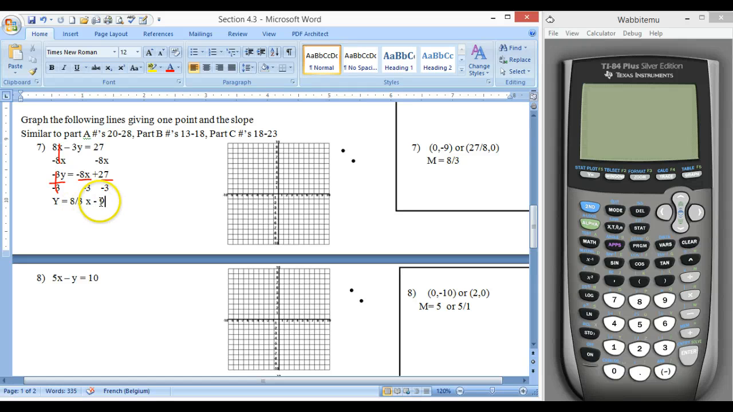All right, now the convenience here in rewriting it in slope-intercept form is that I can graph this much faster. So what I do is it says graph the following lines given one point and the slope. Because I have slope-intercept form, I have the slope, so check here, 1 point. This is the y-intercept, so that's my 1 point.